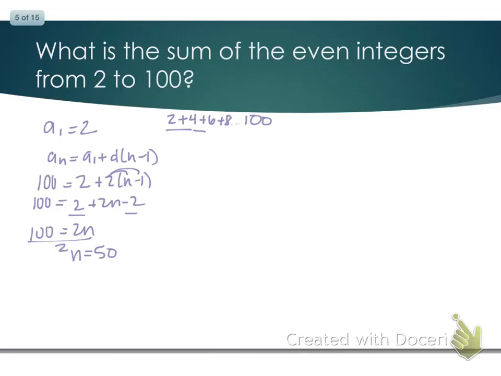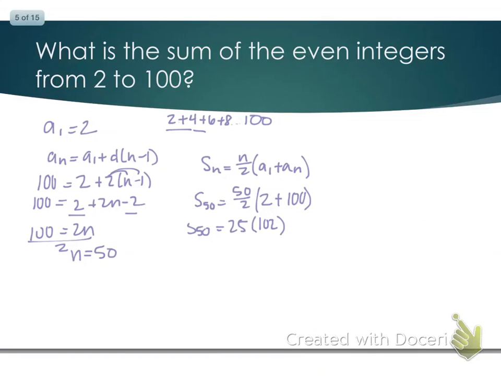Now I can find the sum from 2 to 100, including all the even numbers, because I have my n, my a sub 1, and my last term. So S sub n equals n divided by 2 times your first term plus your last term. My n stands for 50, so I replace both n's with 50. My first term is 2, my last term is 100. We're trying to find the sum between 2 and 100, that's why we use 2 and 100. 50 divided by 2 is 25, 100 plus 2 is 102, and multiplying together we get 2,550. So that's the sum if I added up all of the even numbers from 2 to 100.